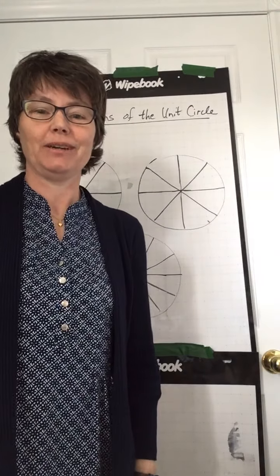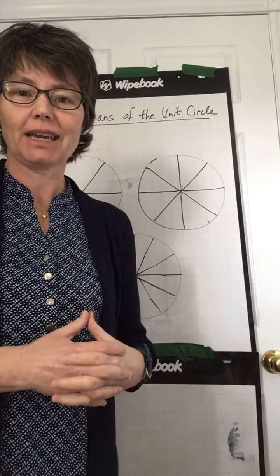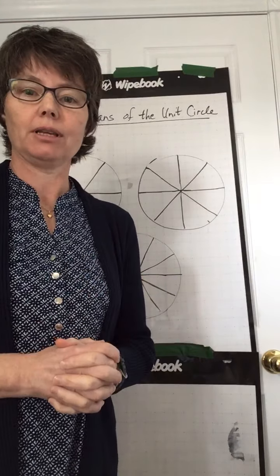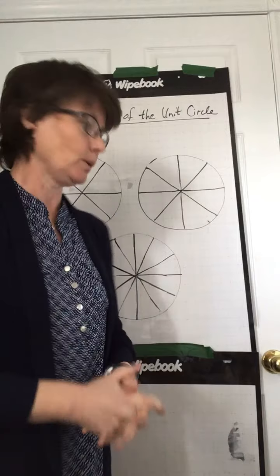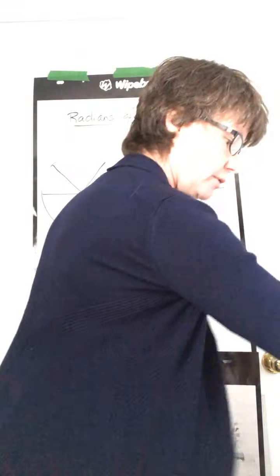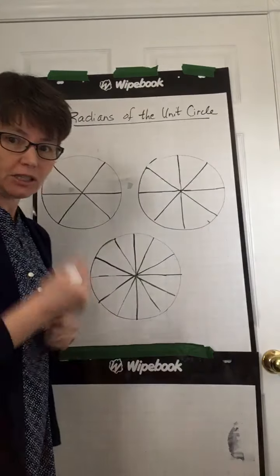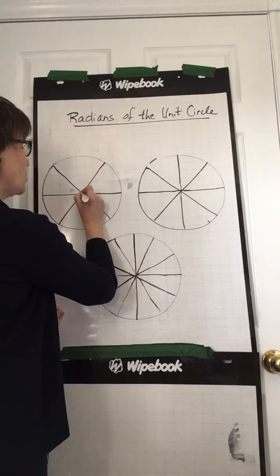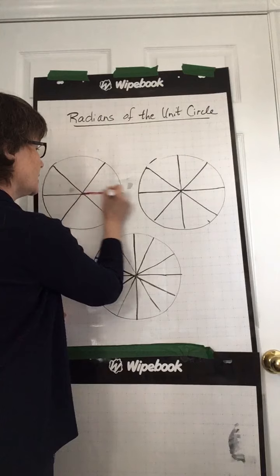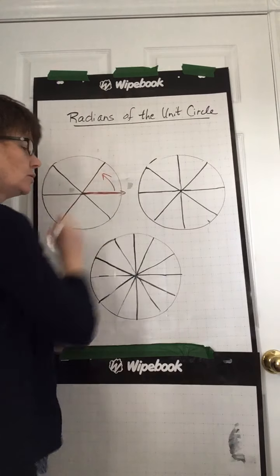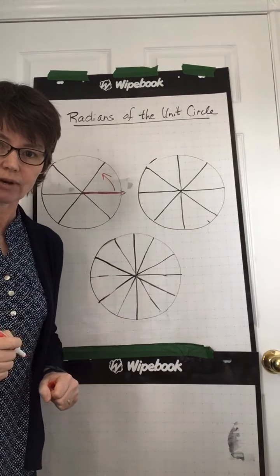Hi guys, so here we go. We're going to go around the unit circle again, around a circle, measuring all the angles and looking at them in radians this time. Okay, so please remember we always have to start measuring from that positive x-axis. So this is our beginning and positive angles go in the counterclockwise direction.